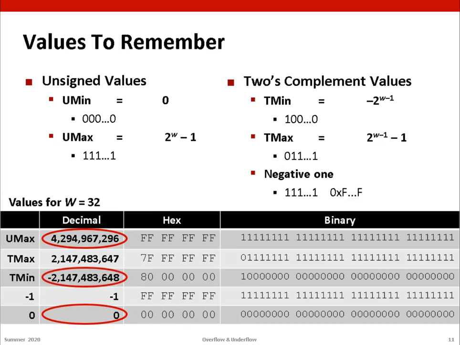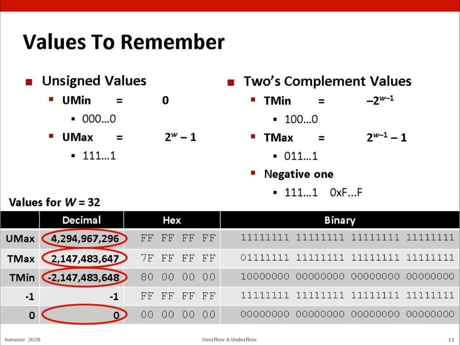And then the Tmax is a 0 followed by all ones. So the maximum number is only half as big as it was for the unsigned values. And the negative 1 is represented by the sequence of all ones.